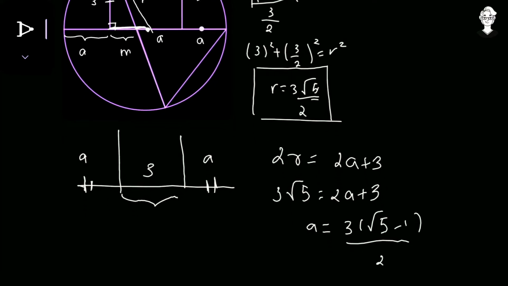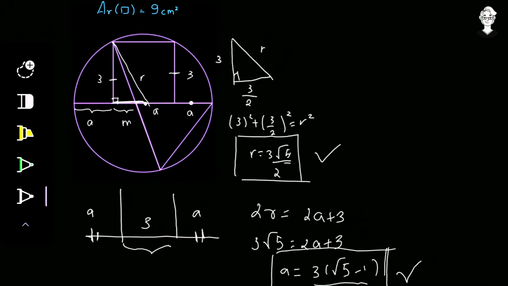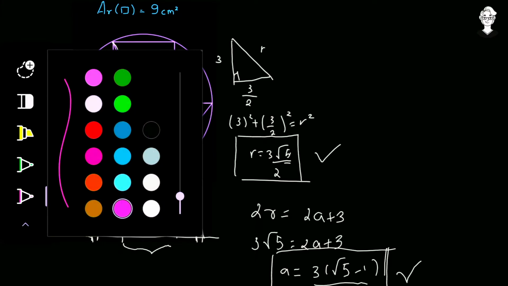So as you can see, from the area of the square we got the radius, from the radius we derive the value of a. Now from a we will get the value of m. Let us see that very nicely over there. So changing the color for the value of m.